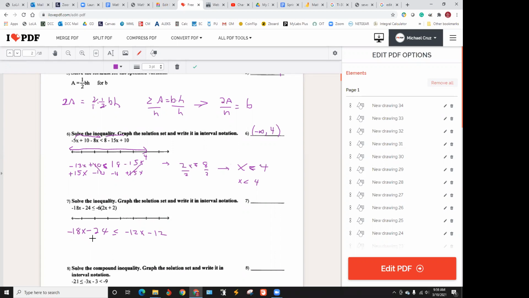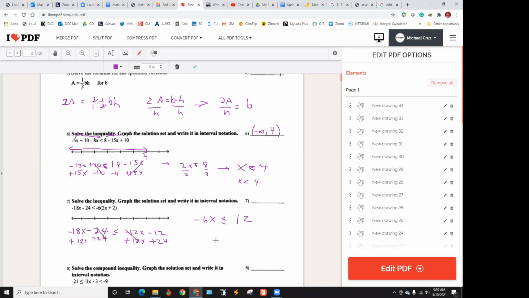All right, now we're going to collect. Put the variables over here and the numbers on the right. So that means I want to get rid of this one. And this is going to end up being one that gets twisted around. Those are going to be gone. These are going to be gone. And we're left with negative 6x is less than or equal to 12.